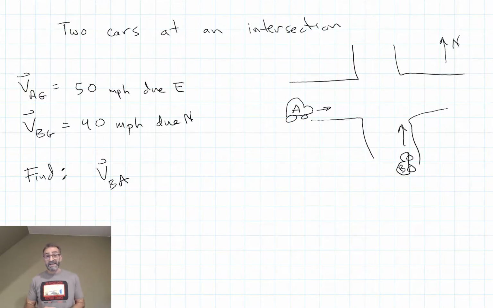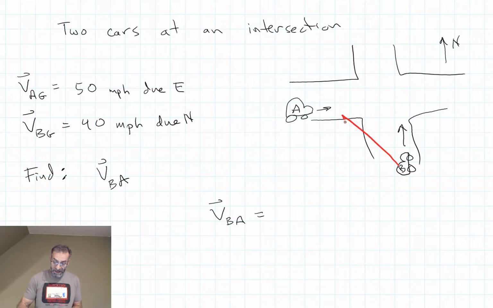We need our equation to tell us whether we're adding or subtracting vectors. We want to know the velocity of B with respect to A. What does that mean? That means if you're sitting in car A, what does it look like car B is doing? Think about that for a second. Well, it looks like it's coming almost right at you. Hopefully not right at you. Hopefully these two cars don't collide at the intersection there.